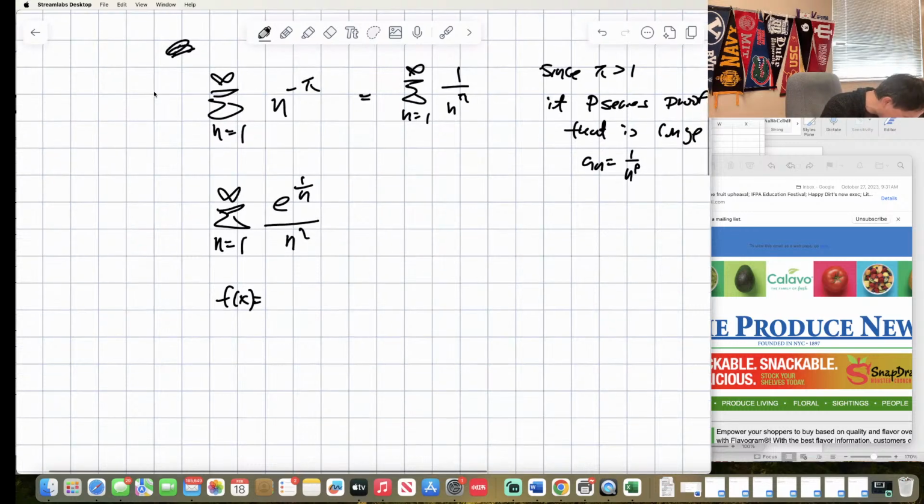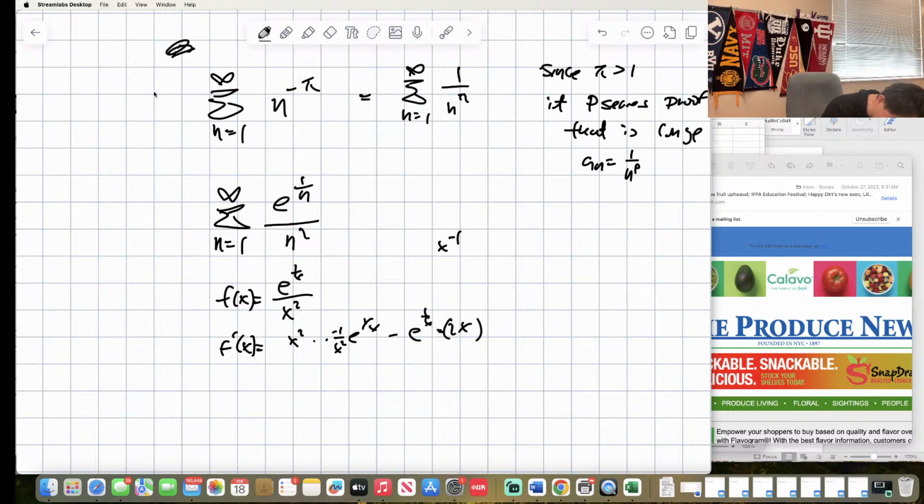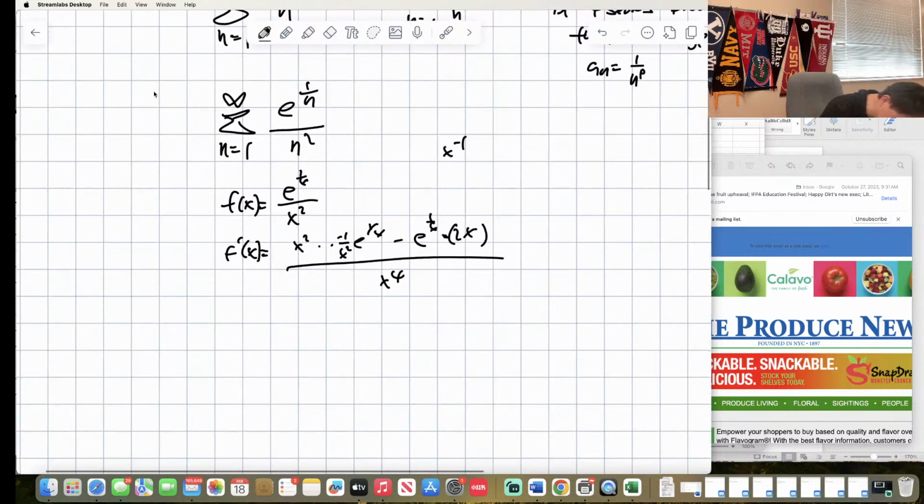So if I say f of x is equal to e to the 1 over x, over x squared, then f prime of x is equal to low d high, which is e to the 1 over x times negative 1 over x squared, right? Because this is x to the negative 1, so it'll be negative 1 over x squared. Is that okay? Minus high d low, which is 2x, over x to the 4th. We know x to the 4th is always positive, so we don't need to worry about that part. But we can cancel this, so that's going to be e to the 1 over x.